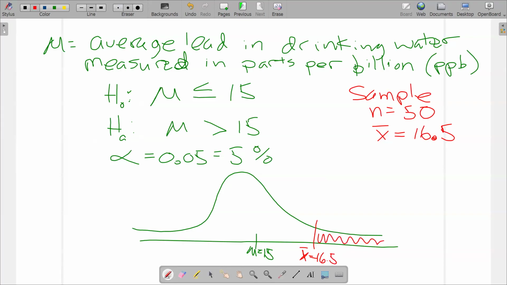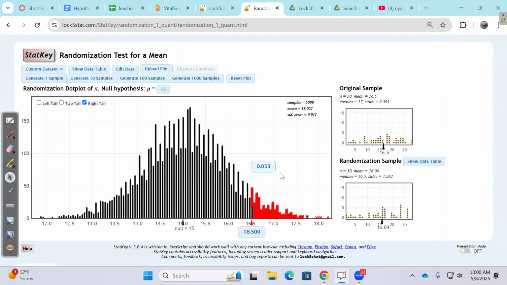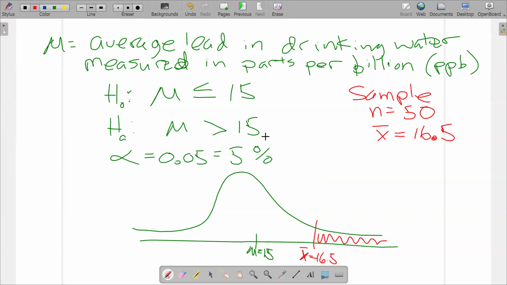And then StatKey says other possible samples to the right of that mean could be, what was mine? 5.something%, 5.3%, 0.053. And so that number above is the p-value. The p-value is about 0.053, which translates as 5.3%. So I got my p-value.